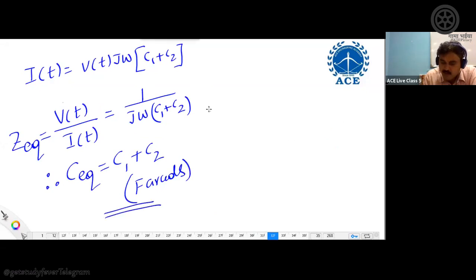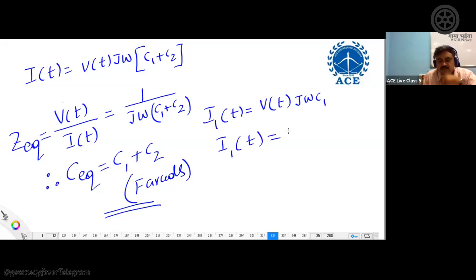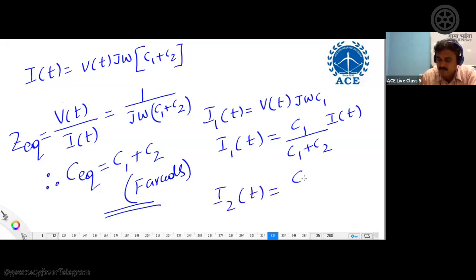Okay. Now, what will be I1 of t? It will be V of t by 1 by j omega C1, so it becomes j omega C1. So this I1 of t will be, in place of V of t, you can substitute I of t by j omega into C1 plus C2. So j omega will cancel. You will have C1 by C1 plus C2 into I of t. Similarly, I2 of t will be C2 by C1 plus C2 into I of t. That's all.